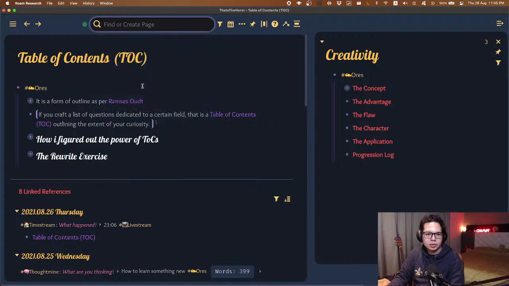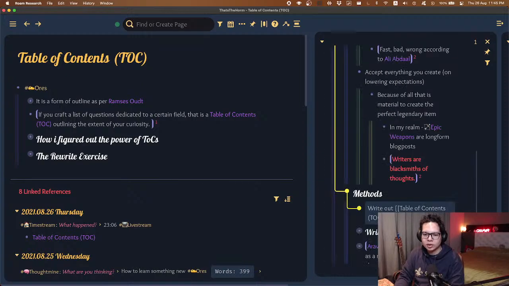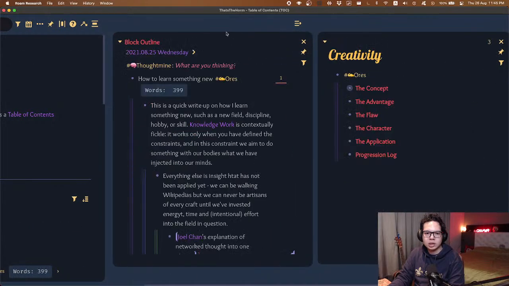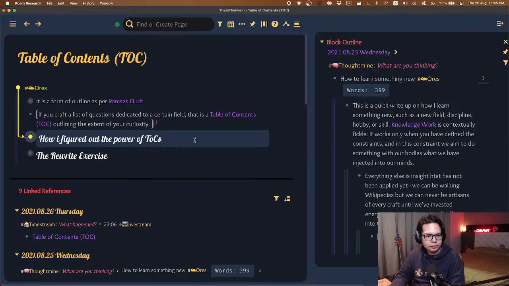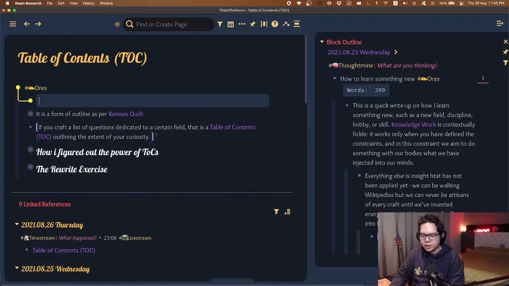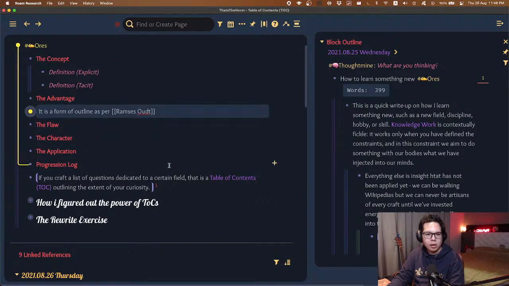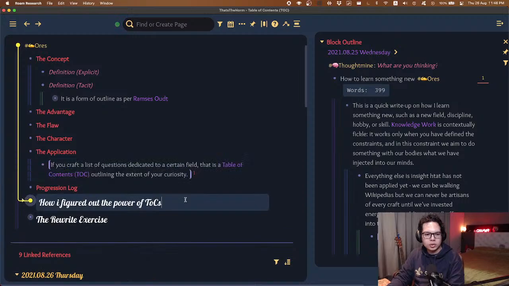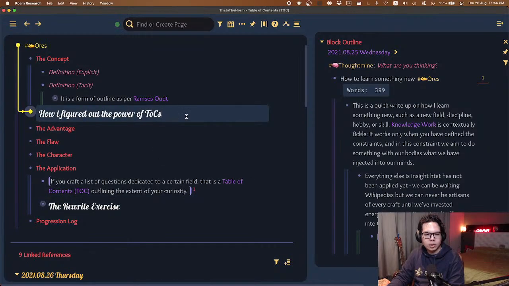I also forgot there is another method which includes writing out table of contents, but I will explore that another time. I need this here. So this is a concept I want to explore, which means I need to have some headings just to make sense of it. And I will go through these in a second.